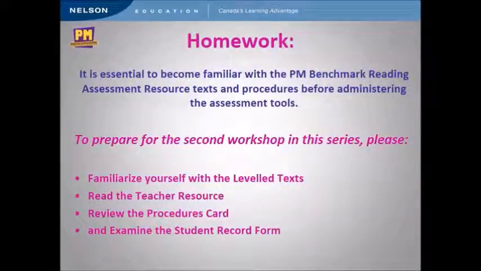Now it's time for your homework. As we said at the beginning of this video, it was essential that you become familiar with the kit, the text, the procedures, the assessment tools. In order to prepare for the second workshop in this series, please familiarize yourself with the level text and the characteristics of text at various levels. Please read the teacher's resource, review the procedures card, and examine the student record form.